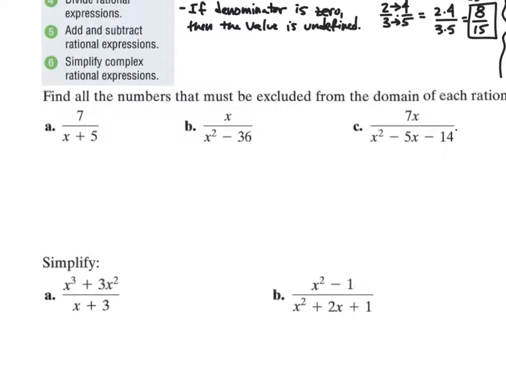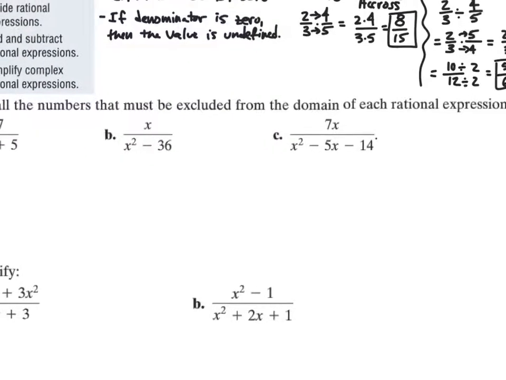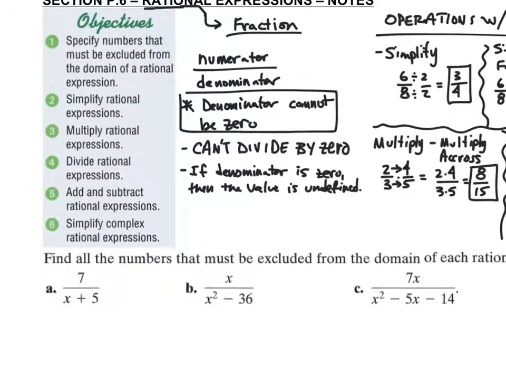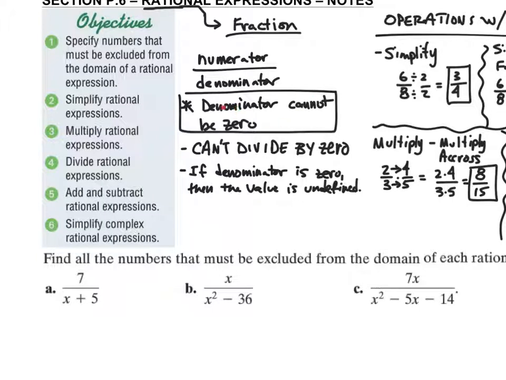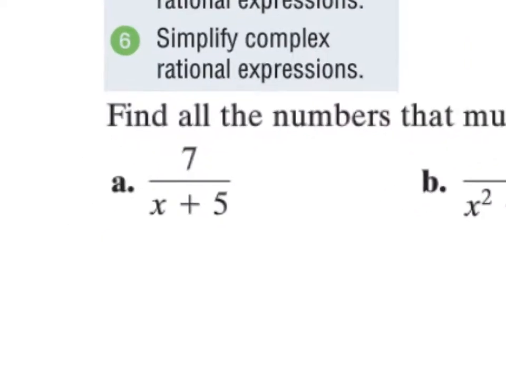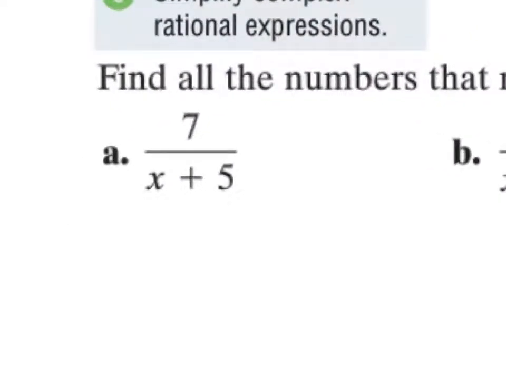Okay, so on this first one, it says find all the numbers that must be excluded from the domain of each rational expression. So remember up here where I talked about how the denominator can't be 0, how we can't divide by 0? If the denominator is 0, then the value is undefined. So we have these expressions here, and I could plug in any number for x except for one number that will make this denominator 0. What I do is this: I take my denominator, which is x plus 5, and I set it equal to 0 and solve for x.